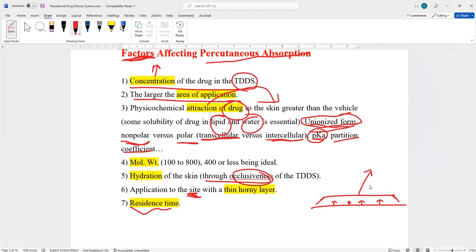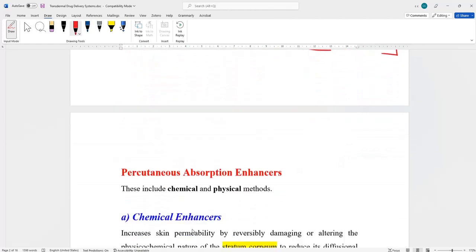Residence time is for how long, what is the period I'm going to keep this transdermal drug delivery system on the skin. Of course, the longer it stays, the longer it will release the drug. If I just remove it quickly, it will not have a chance for the drug to be absorbed or transported.